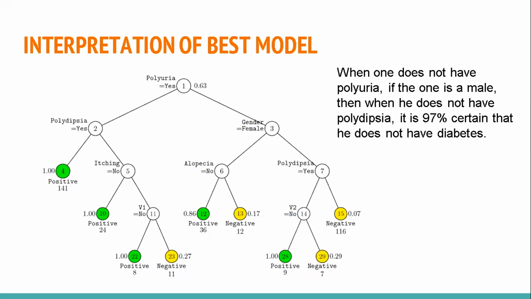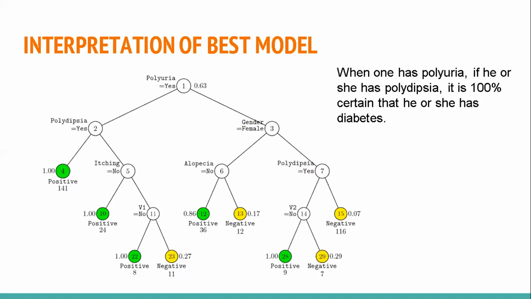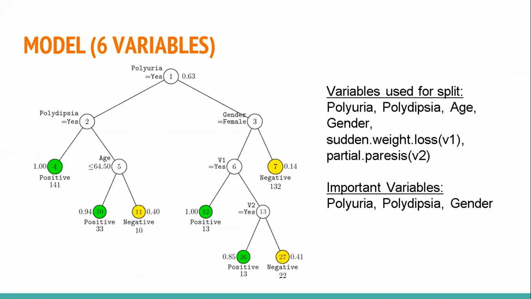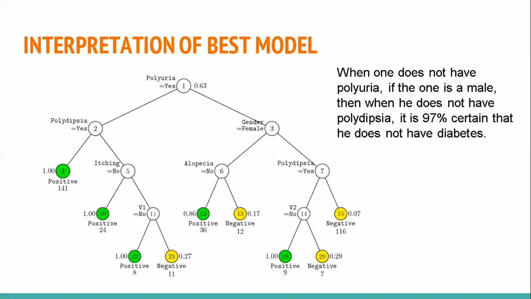And we can also find that there are less important symptoms to determine whether one has diabetes or not, which are itching. You can see that if the person has polyuria, polydipsia, and itching, it is also 100% certain that one has diabetes. And followed by muscle stiffness, which also can say 100% certain that the person has diabetes.